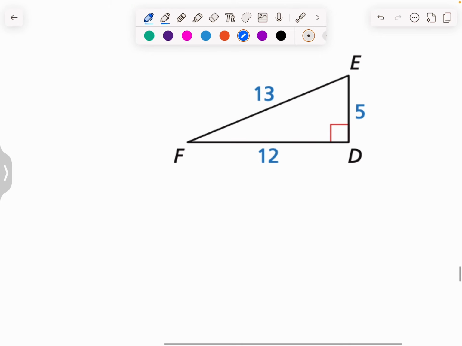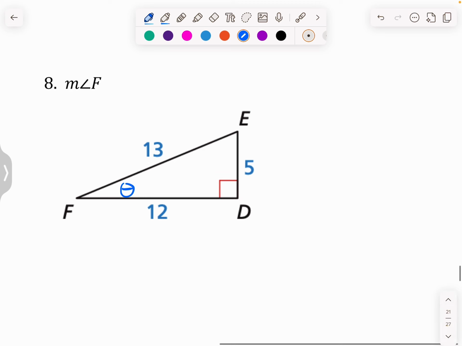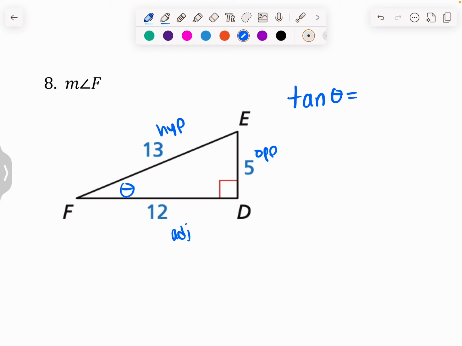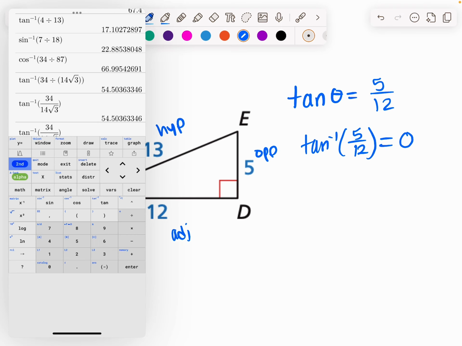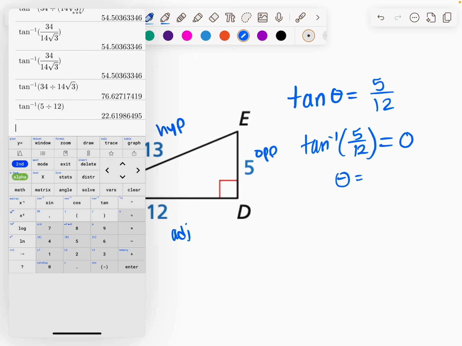We'll do one more. We'll do angle F. Angle F, you've got lots of choices here. You could do the tangent of angle F: this would be the opposite, this would be the adjacent, and 13 is the hypotenuse. So if you did tangent, you would do 5/12, and then inverse tangent of 5/12 and get the answer, 22.6 degrees.